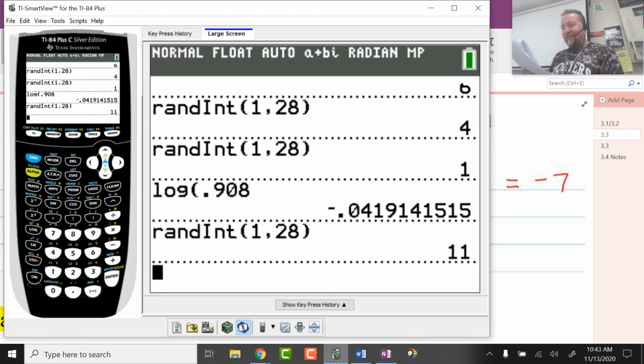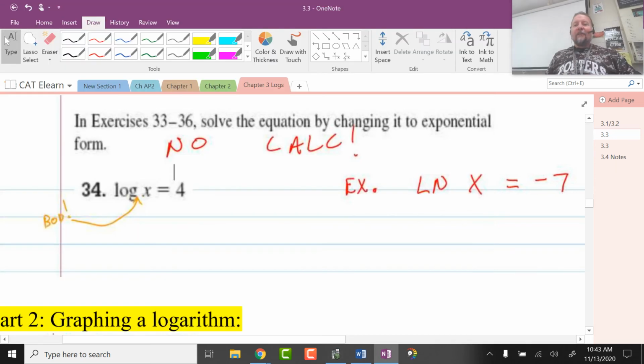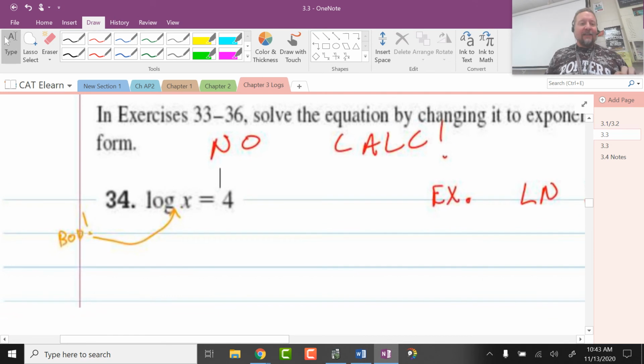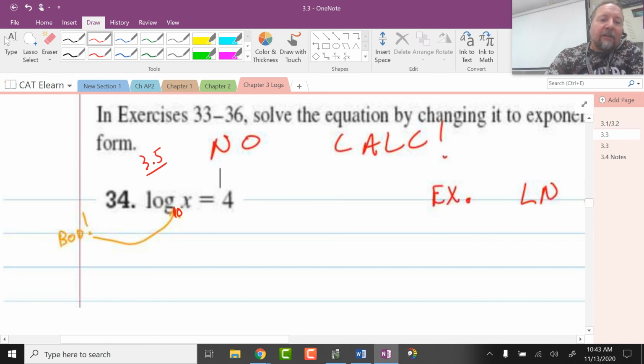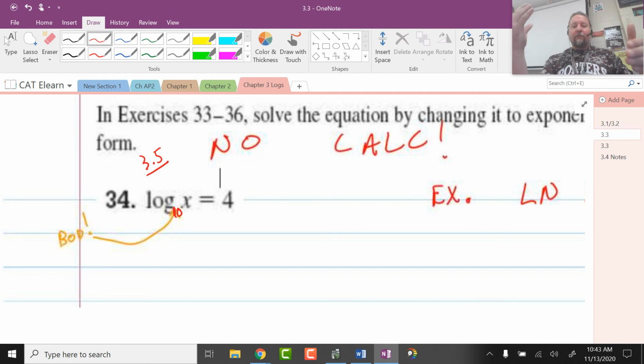Nice. Who's 11? Jessica Hernandez. You ready, Jessica? Hey, by the way, Jessica, what's the base on that logarithm? Log of x equals 4, it's missing. 10. Okay, so this is actually going to happen a lot in section 3.5 when we do solving, and we're going to see how this can happen. So I have log base 10 of x equals 4.